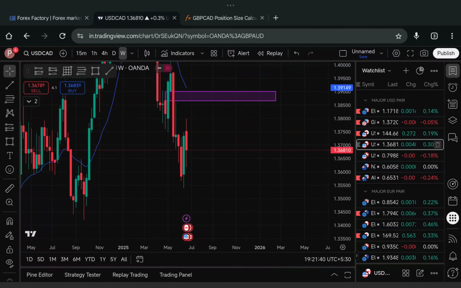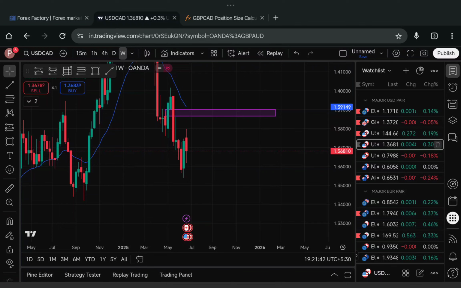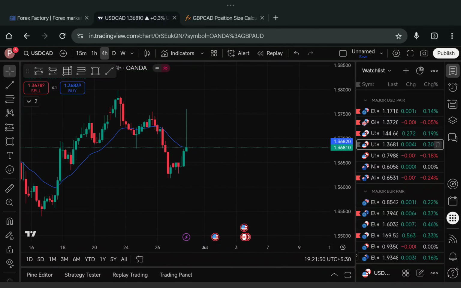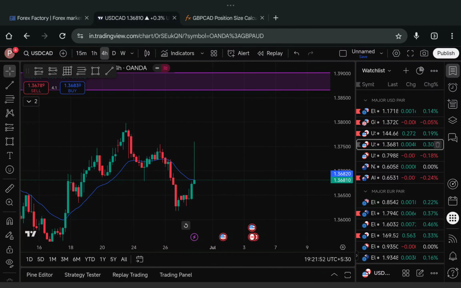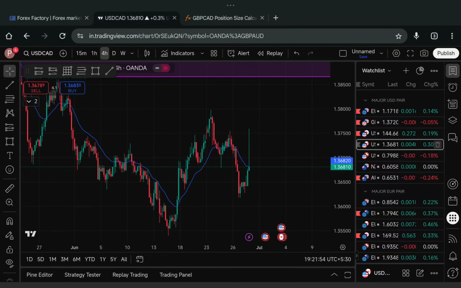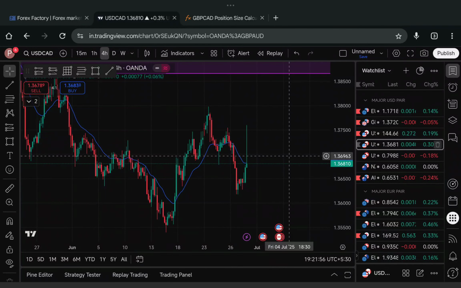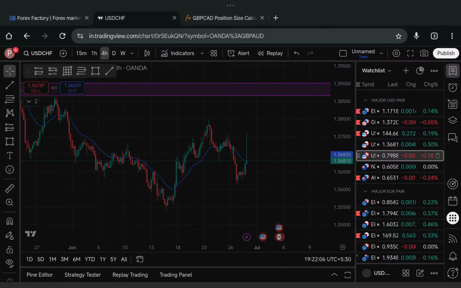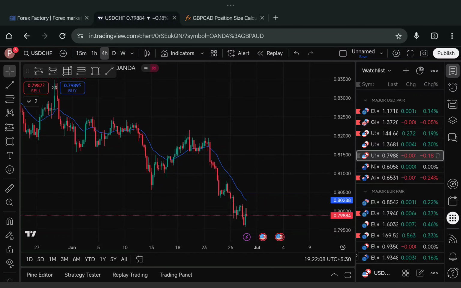At the weekly time frame, I have a fair value gap and this 21 EMA. For the next week both of them might align, but for now I have no proper structure at the 4 hour time frame, so I will not trade it. Some might say you can trade this, what we call it, head and shoulders, but I don't trade on that. Now moving on to USD CHF.